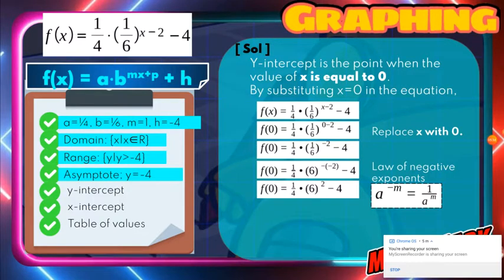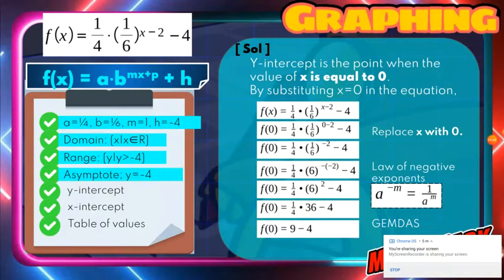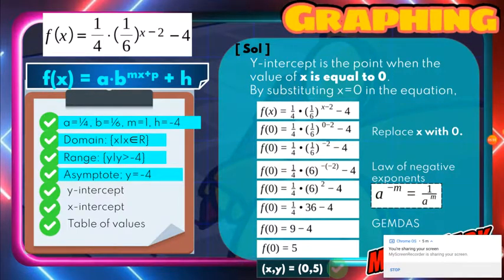1/4 times 6 squared minus 4, which gives us 1/4 times 36 minus 4. By using the GEMDAS or PEMDAS rule, it becomes 9 minus 4 equals 5. Writing it in point form, it's (0, 5). And this is our y-intercept.